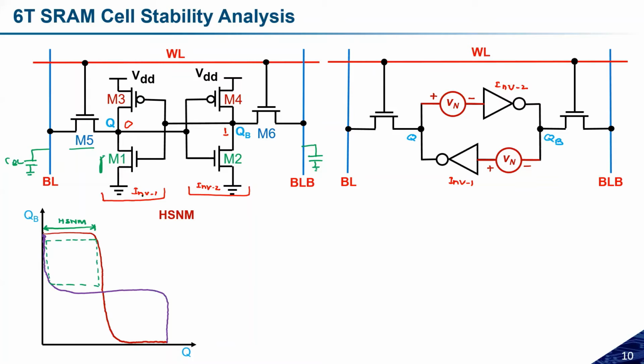During hold there is no division, we are just changing the inverter characteristics from Q and QB only. But during the read operation, the access transistors are also involved. If access transistors are involved, we will not get a complete swing. There could be less swing than the inverter, and because of that the noise margin reduces.